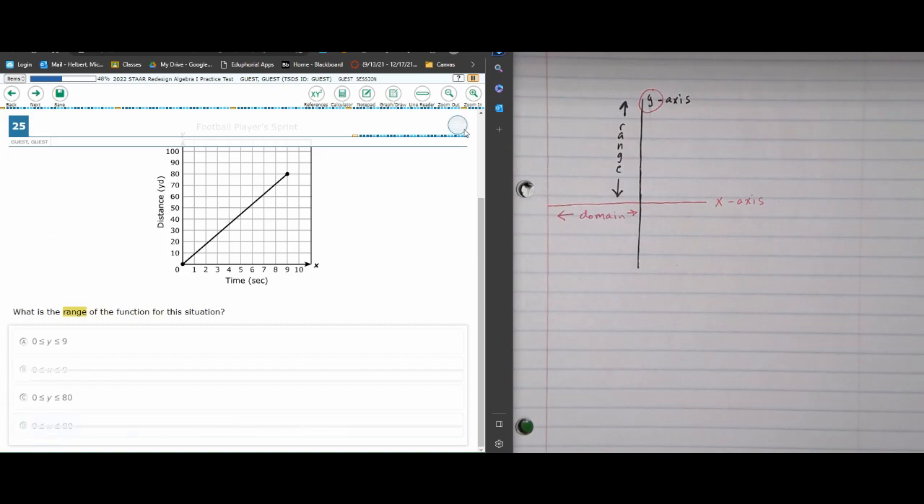So now you've got a 50-50 chance of getting it right, even if you make a mistake. So we only have two answer choices. We have a y here and we have a y here. That's both range. And so now we just need to see which one makes the most sense.